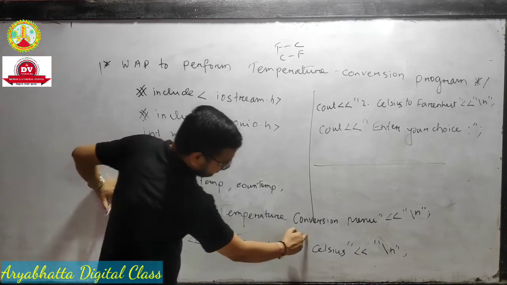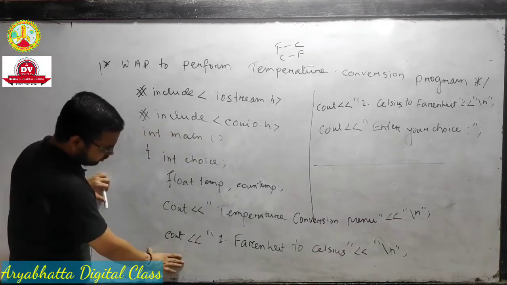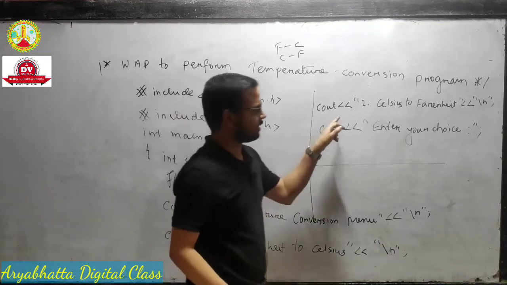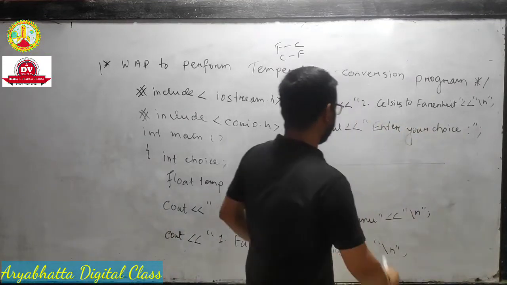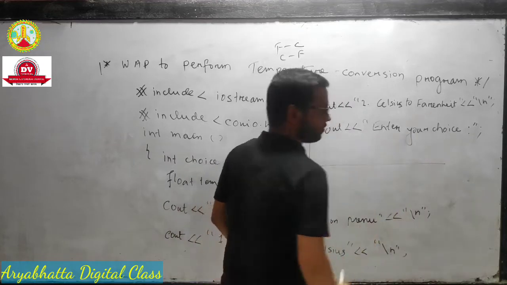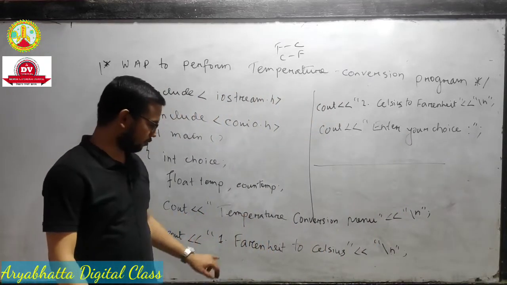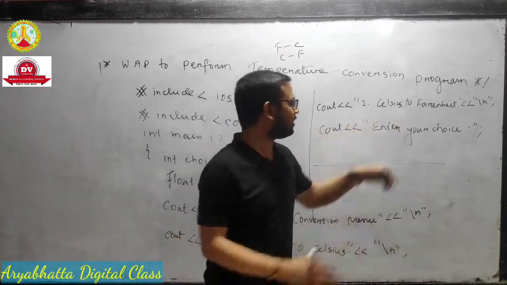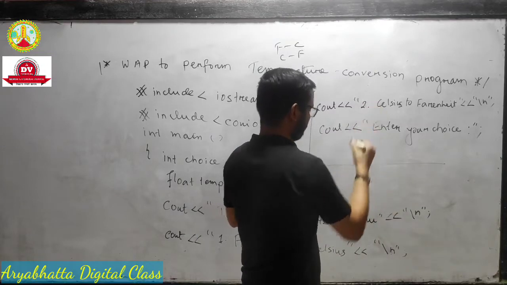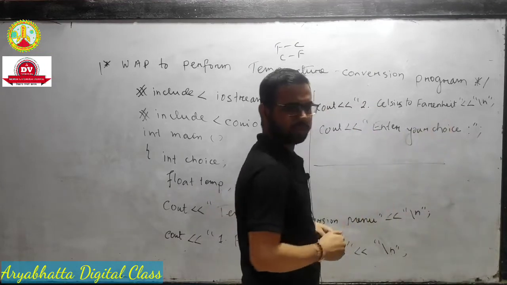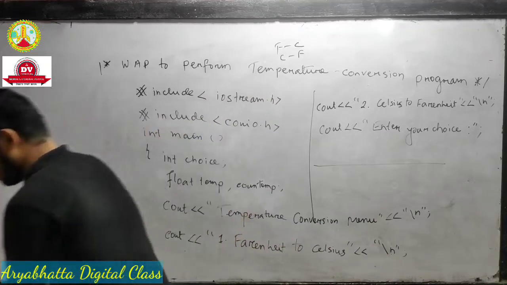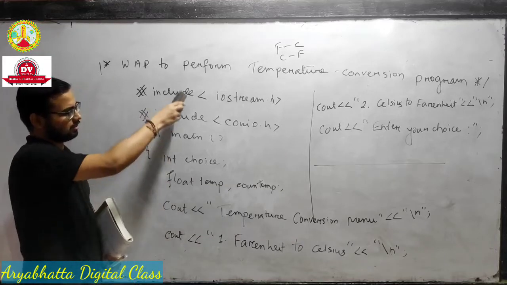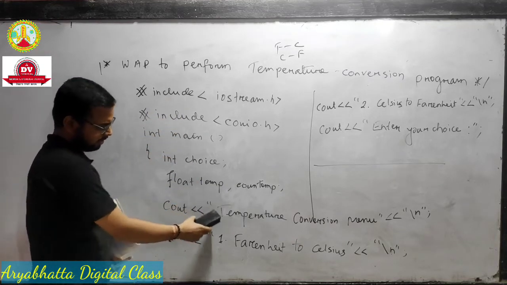And these two variables, temp and count temp, are of float data type. This is the output line: temperature conversion menu. The first choice is Fahrenheit to Celsius, and the second choice is Celsius to Fahrenheit. After that, enter your choice, whatever you want. If you put number one, it is Fahrenheit to Celsius, and number two is Celsius to Fahrenheit. Enter a choice, you have to put whatever you want. This is the basic part. Again, this is the header file, this is the variable declaration, and this is the input.